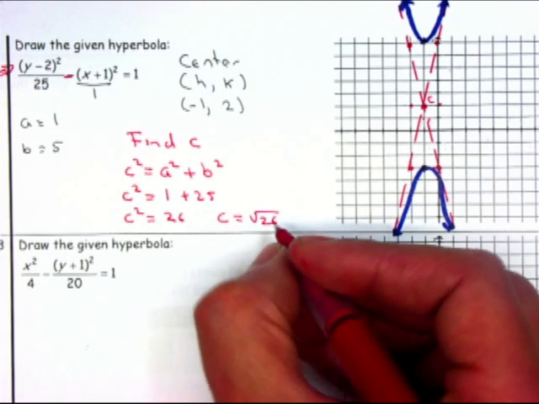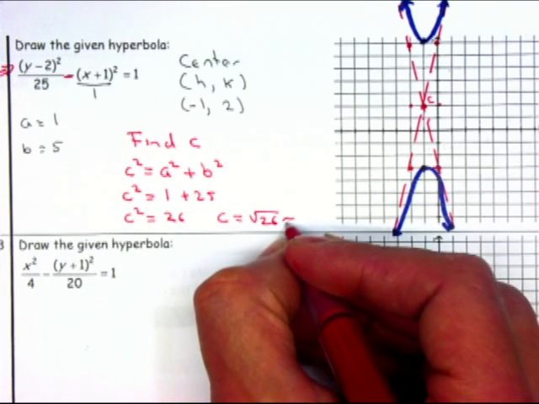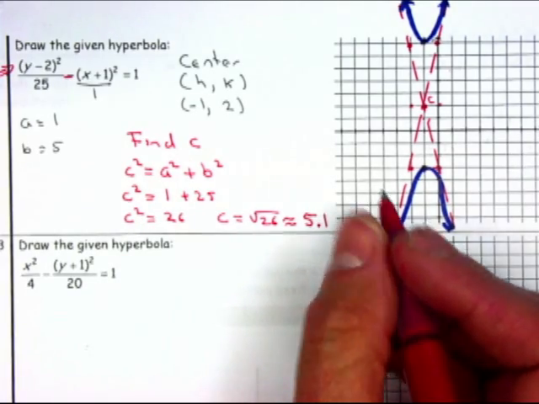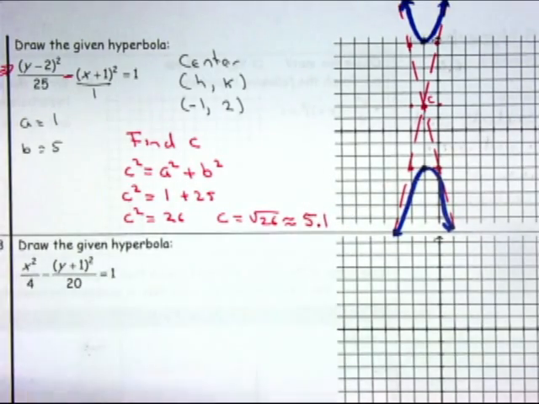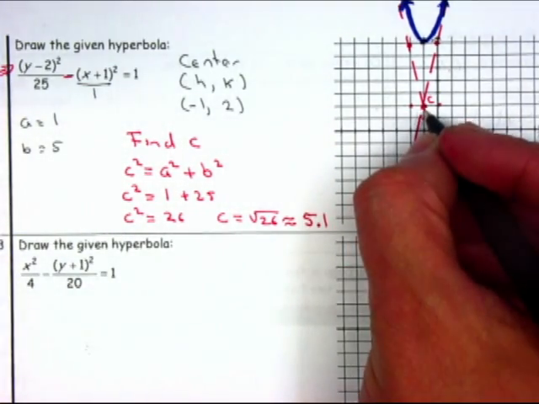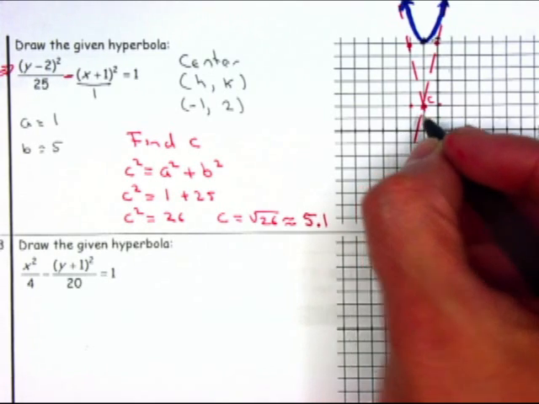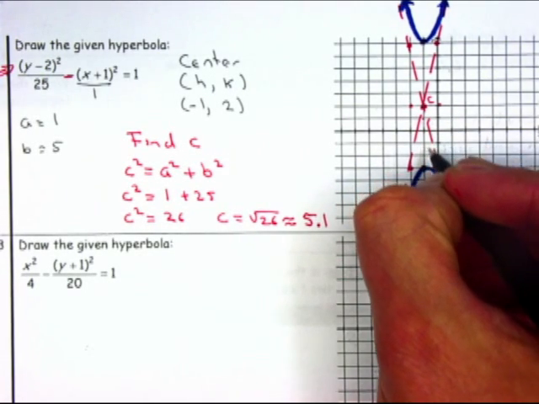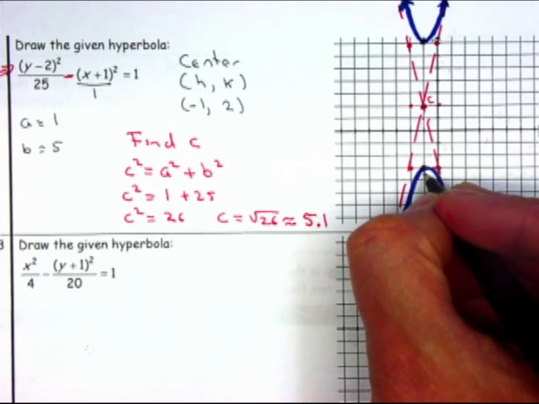Remember, we are estimating the square root. Your focus will be inside the hyperbola. So 1, 2, 3, 4, 5.1, very close to the vertex. And from your center, we're going to go up 5, and that is your other focus.